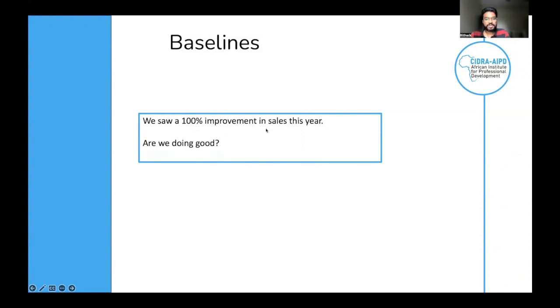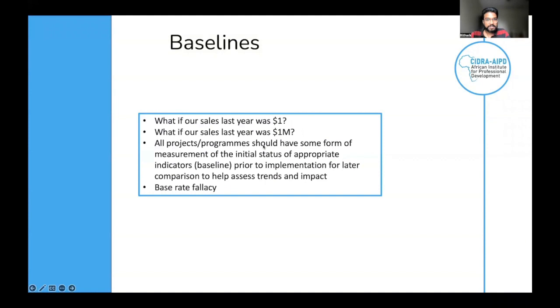If you saw 100% improvement, the question is, are we doing good from an evaluation perspective? But would we really know unless we know where we were before that? What if our sales was $1 and then we doubled it? What if it was 1 million? That is really good because you went to 2 million. So the point being, if you don't know where you are, you have no way of comparing once you're done with your project.